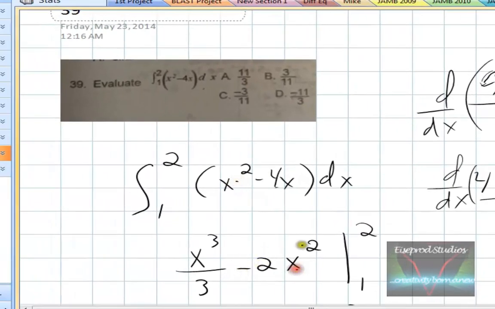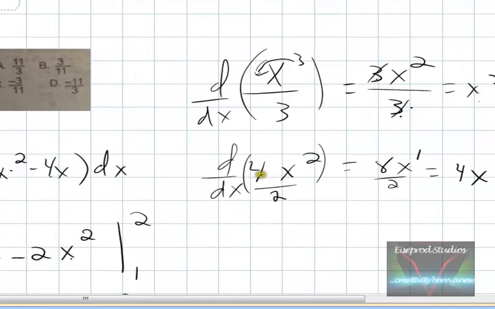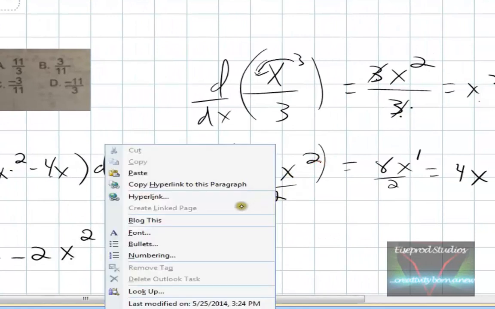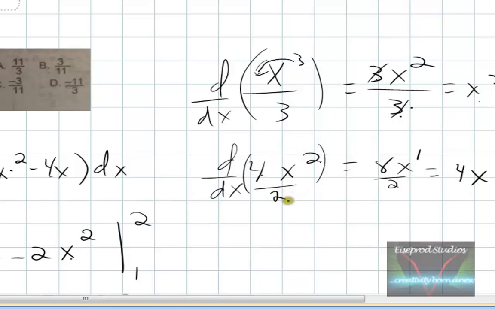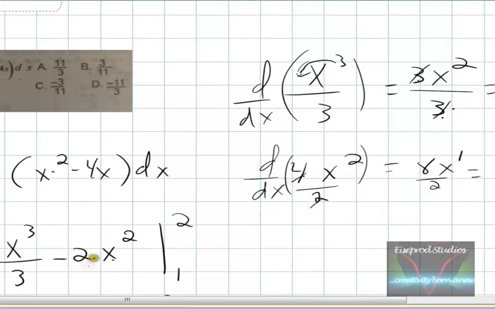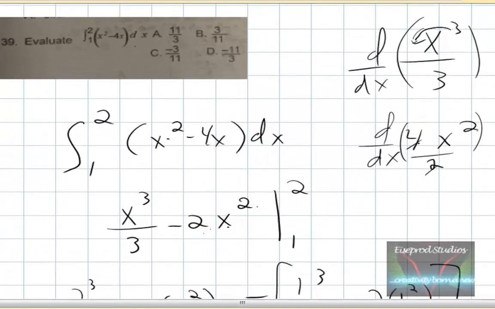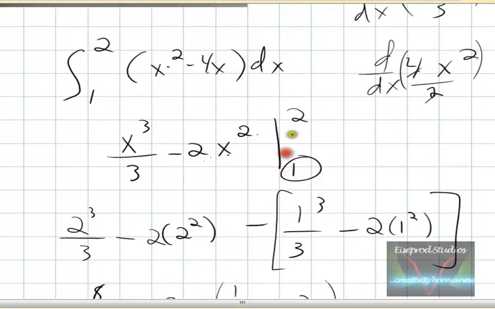And then for the next one, it would be 4x squared over 2 was the thing that you started with, and then you would get back to 4x. I simplified, however, and I said 4 divided by 2 is 2, so that's why I left it as 2x squared. Then the next thing is to use the parameters that they gave you. It's going from 1 to 2. So you first solve using the 2. So 2 cubed over 3 minus 2 times 2 squared, and then you subtract the formula evaluated at 1. So 1 cubed over 3 minus 2 times 1 squared.